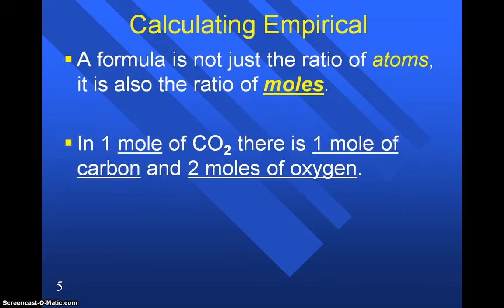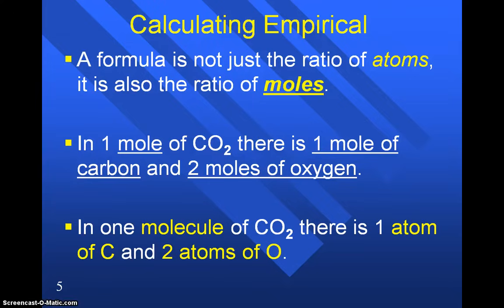So let's say you have 1 mole of carbon dioxide. That means that you have 1 mole of carbon and 2 moles of oxygen. Just like when we look at the molecule, 1 molecule of carbon dioxide, that ratio tells you the ratio of atoms: 1 atom of carbon for every 2 atoms of oxygen. So we can actually use this in terms of moles, and that's going to be important in calculating the empirical formula.